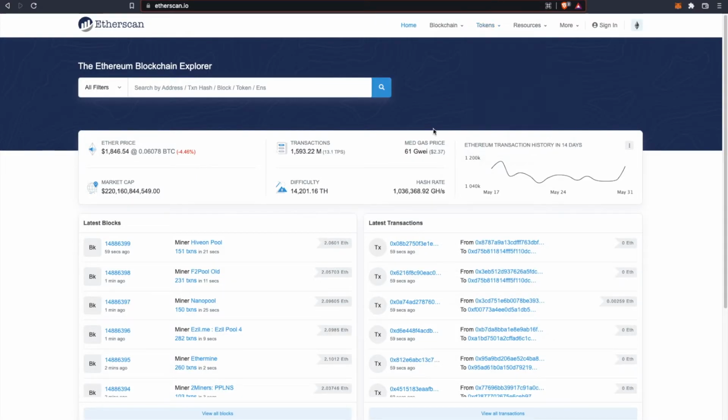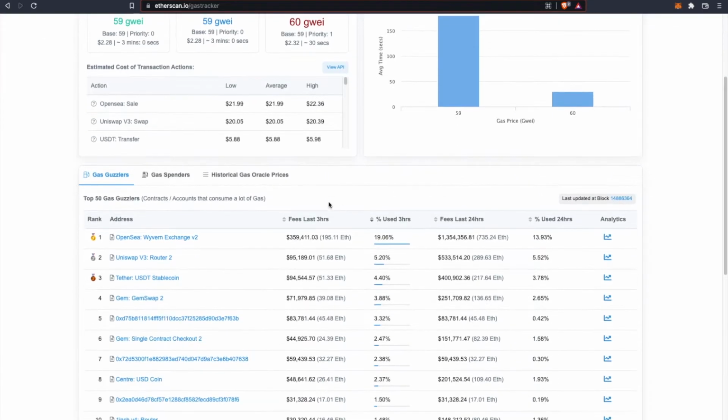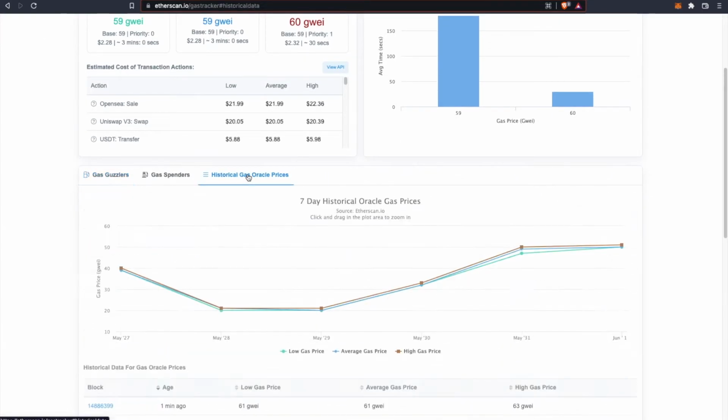Another thing to keep in mind are the gas fees. Since Matic is staked in the Ethereum network, you will be paying Ethereum gas fees. Keep in mind, during the weekend, the gas prices are at their lowest.